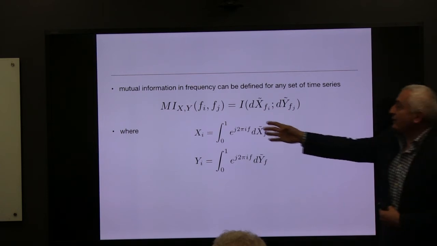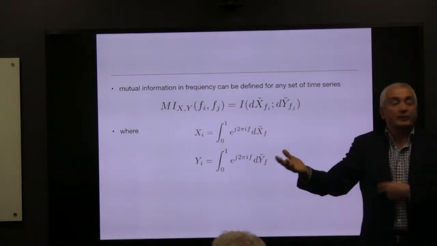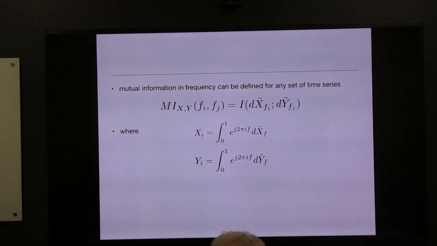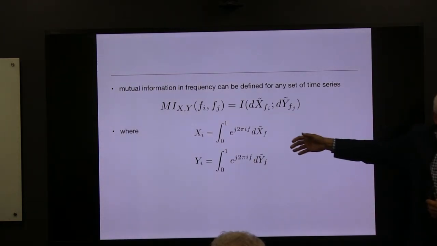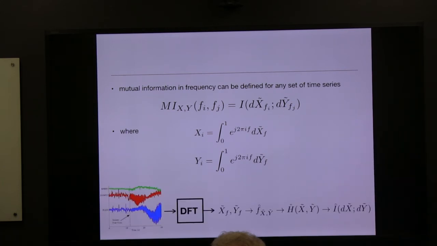Now, this is what we have, and how do you do it? You take your data, put it in the frequency domain, and compute the mutual information, the ordinary mutual information between two time series that are now in the frequency domain. Not a big deal, right? And this is just a fancy Fourier series representation of this data, and off you go.